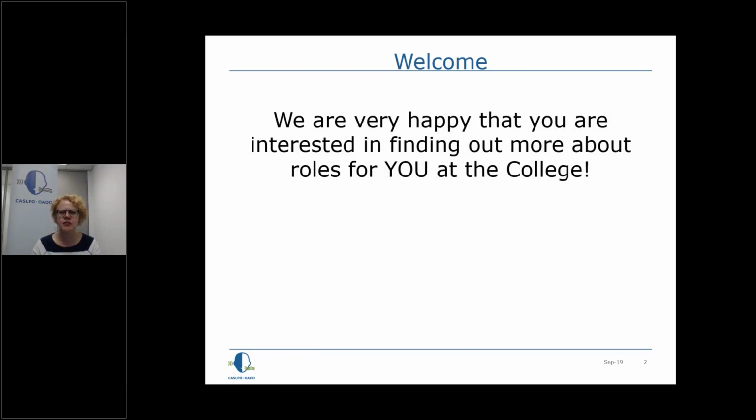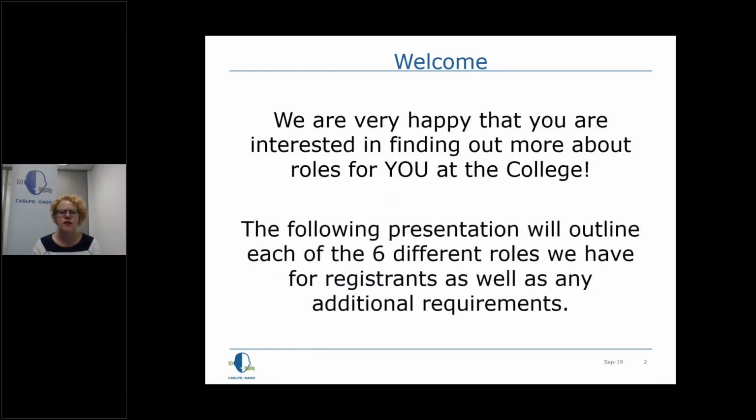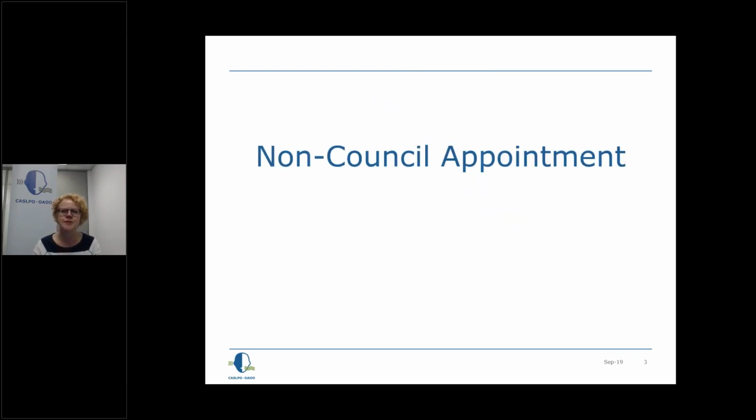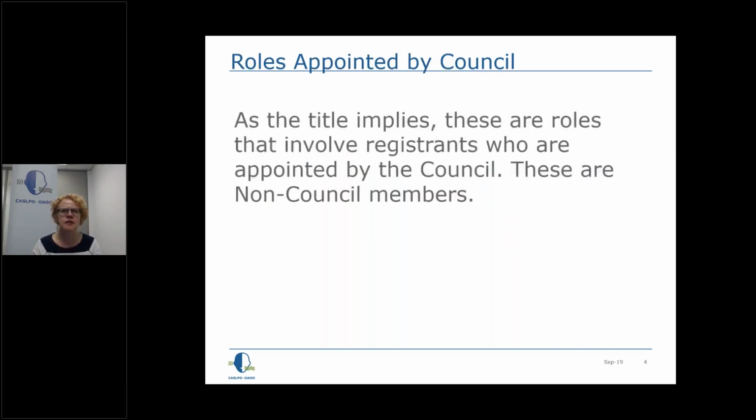We're happy that you're interested in finding out about more of the roles with the college. The following presentation will outline each of the 6 different roles we have for registrants, as well as some of the additional requirements. Let's start with the non-council appointments.